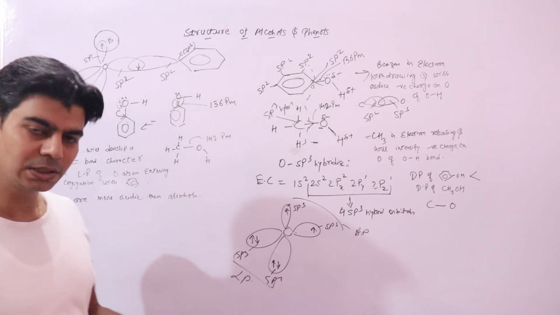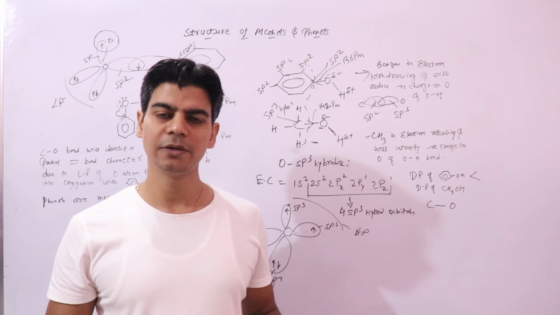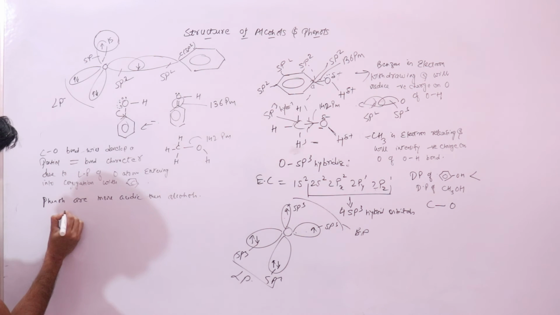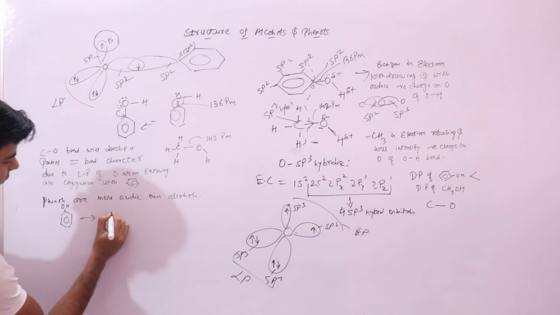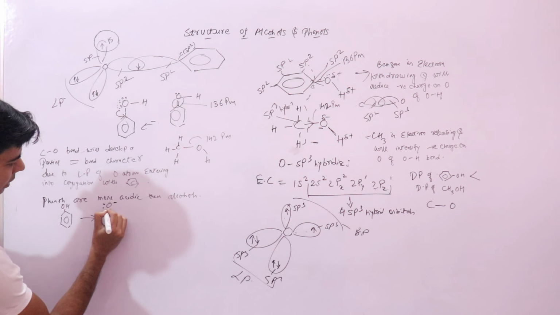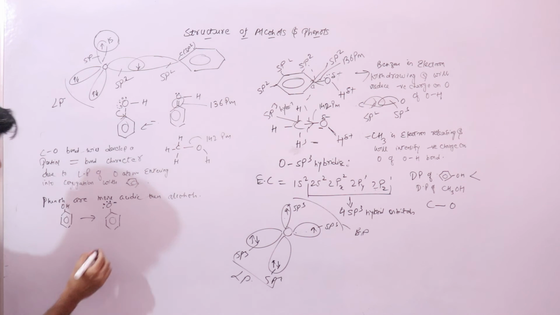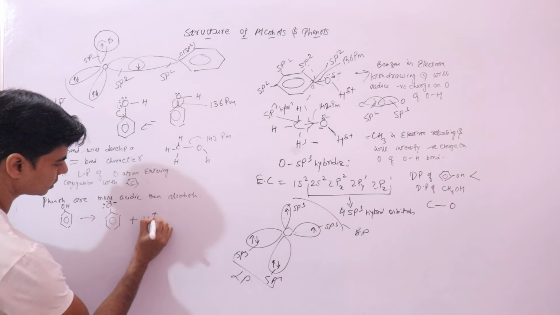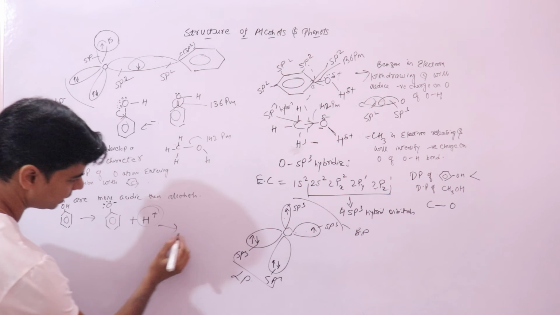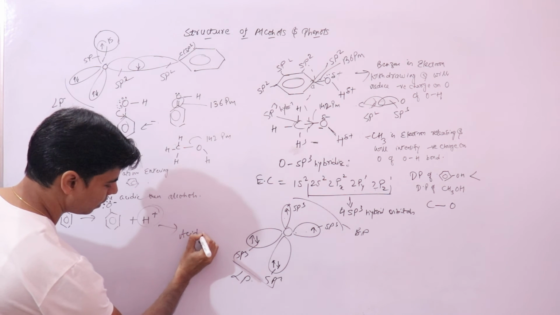when we talk about acidity, by simple definition it means release of hydrogen ions. So when you add phenol to water, it will form phenoxide ion, right? This is your phenoxide ion plus hydrogen ions. It is due to these hydrogen ions that your phenol is acidic.